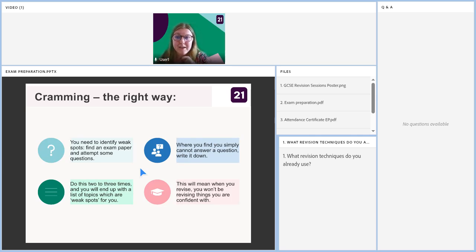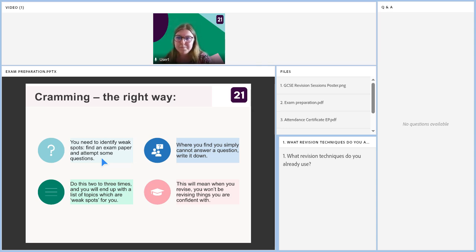And you have to just be efficient, like we were talking about with the Pomodoro Technique. You have to be prepared to be efficient about it. So here are my top tips. Yeah, identify your weak spots. So all these things kind of link together, I'm realizing as I'm talking through them.